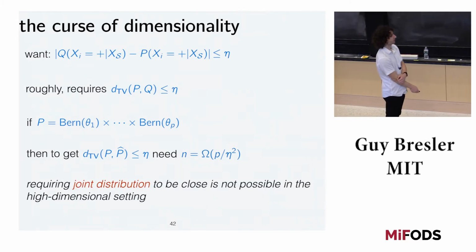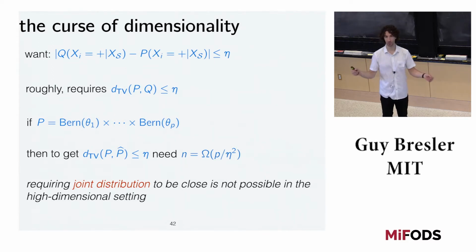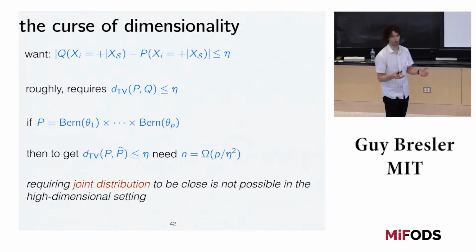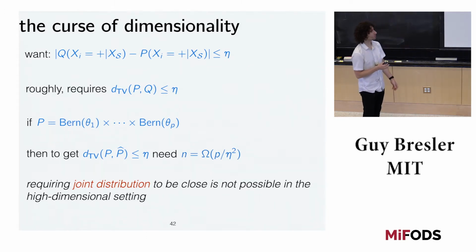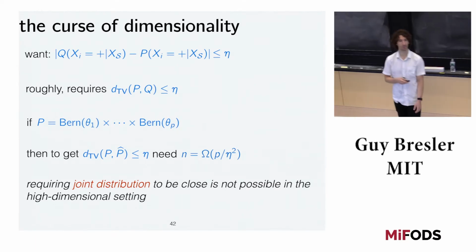Okay. Good, so the conclusion of this slide is that requiring the entire joint distribution to be close in any reasonable distance is just not possible in the high dimensional setting. So this is hopeless, so we should do something else.